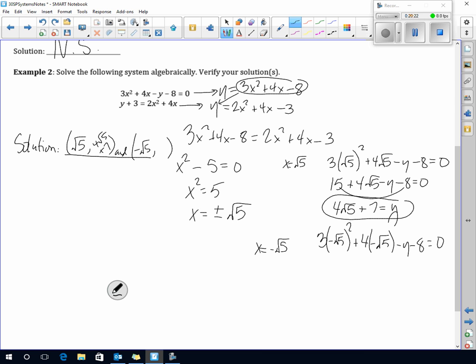I'm going to move the y over to the other side, so minus 8 equals y. What's 15 minus 8? 7 minus 4 root 5 equals y. So I'm going to go 7 subtract 4 root 5. You can write it as 4 root 5. Sorry, negative 4 root 5 plus 7.